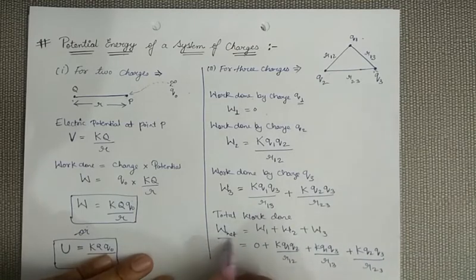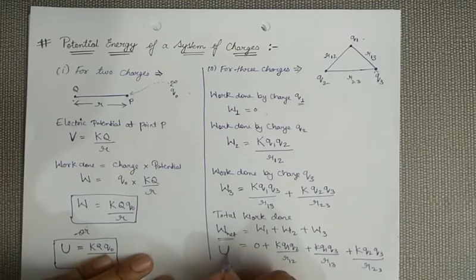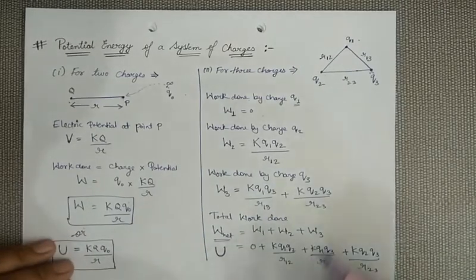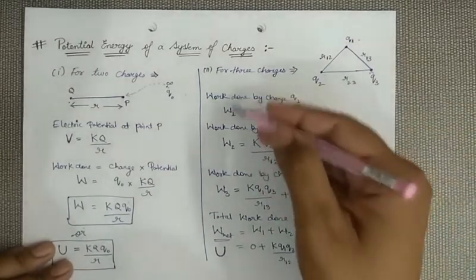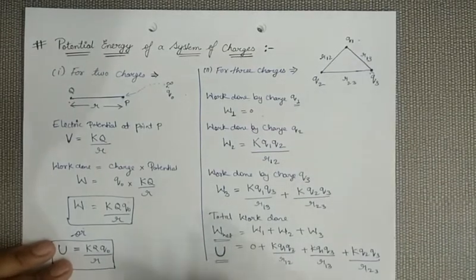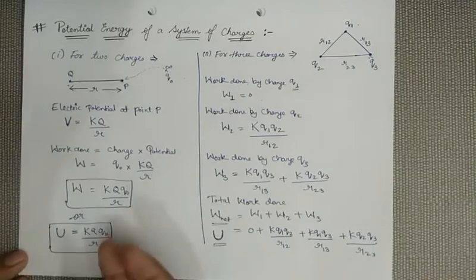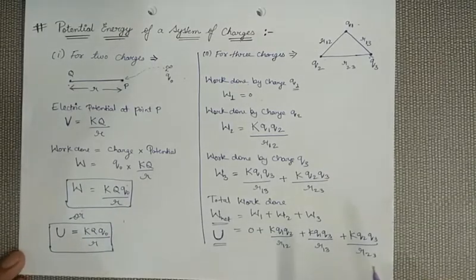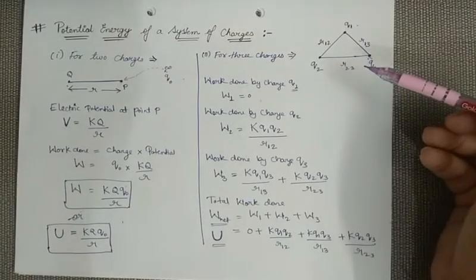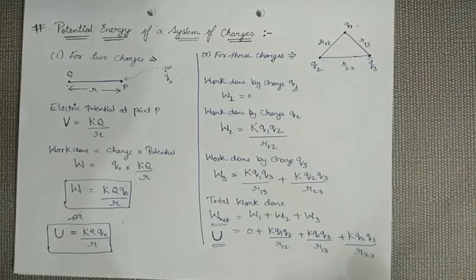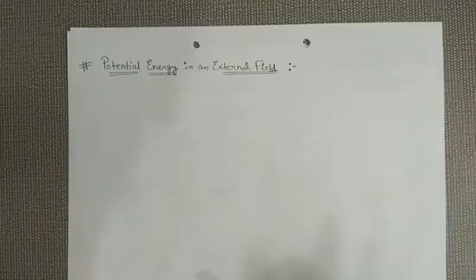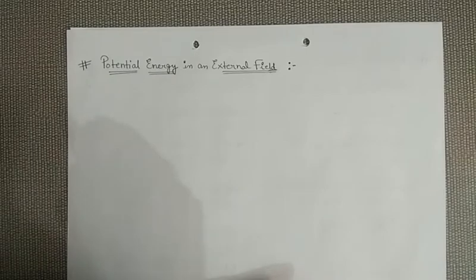Remember, the amount of work done is also equal to the energy stored in the system, that is capital U, the potential energy. So you just calculate the work done and add all this work done. This work done will be equal to the total energy stored in the system. So this is for the 2 charge system, and this is for 3. In a similar manner, it can be given for 4 or 5 charges also. So let's move to the next topic.